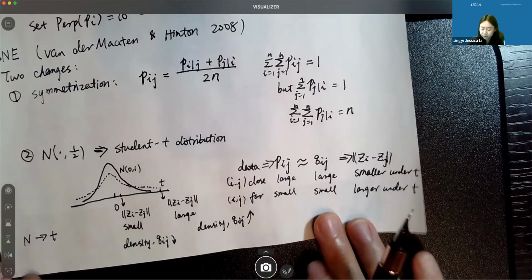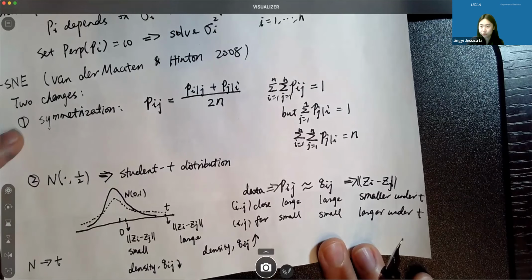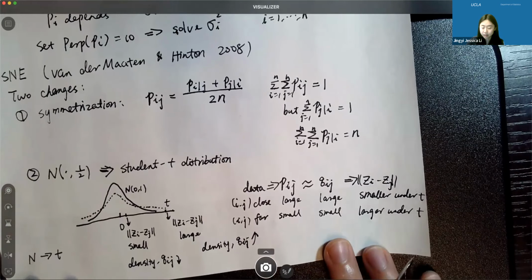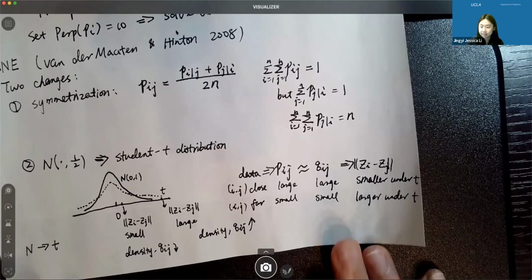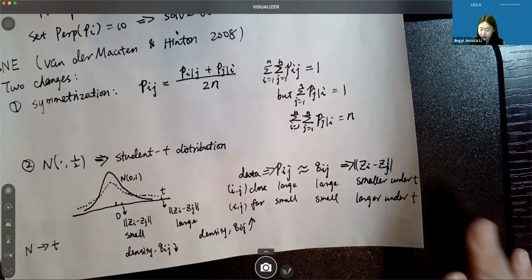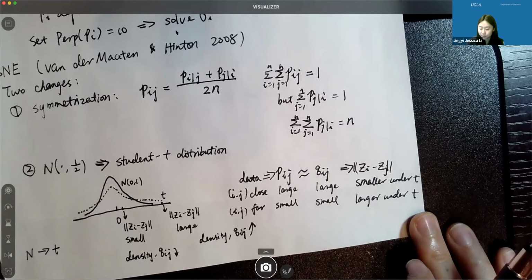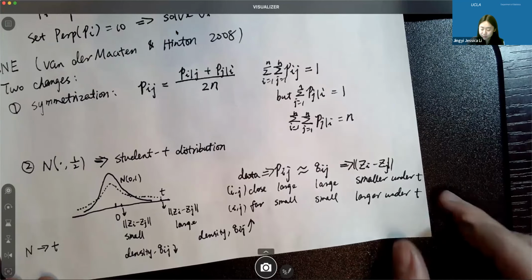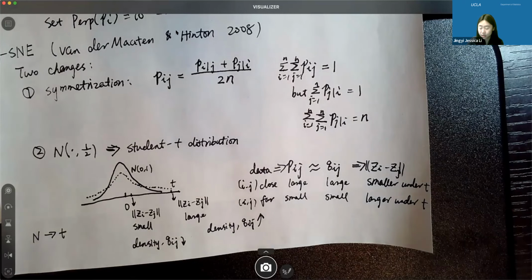Okay, so that's for the second change. And the first change is more from the optimization convenience perspective. And that's t-SNE. So hopefully I gave you a general idea about what's behind the popular algorithm. Now in the single cell field, many people switch to using UMAP instead of t-SNE nowadays. However, there's a very interesting paper if you want to check it.